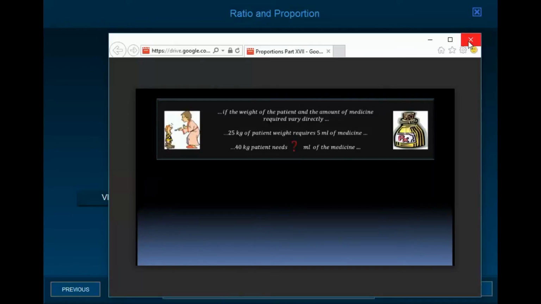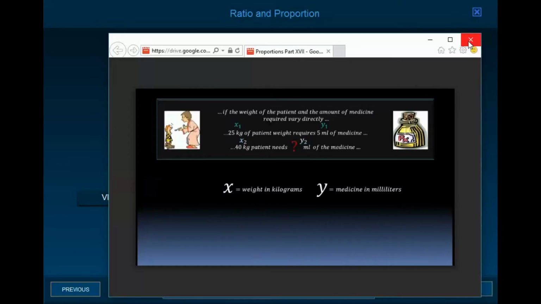We can solve this problem using a proportion. We can let x equal the weight of the patient in kilograms, and y can represent the amount of medicine in milliliters. We can let x sub 1 represent the 25 kilogram weight, and y sub 1 the 5 milliliters of medicine. X sub 2 can represent the 40 kilogram weight, and y sub 2 is what we want to find. How many milliliters of medicine are required for a patient that weighs 40 kilograms?